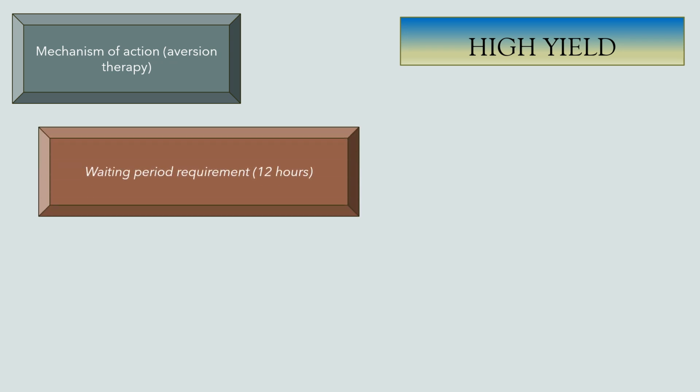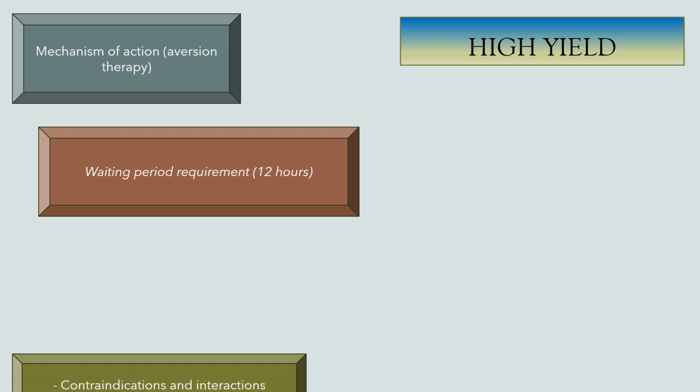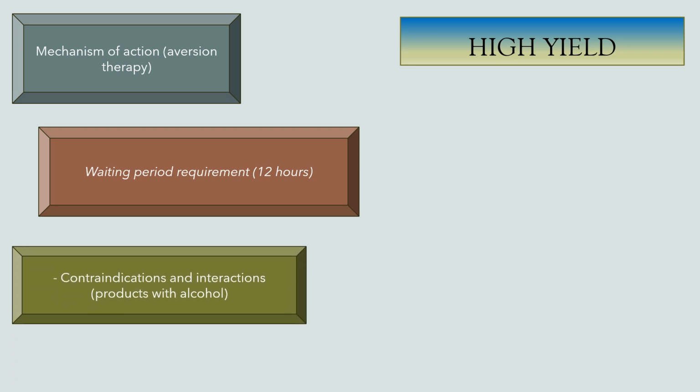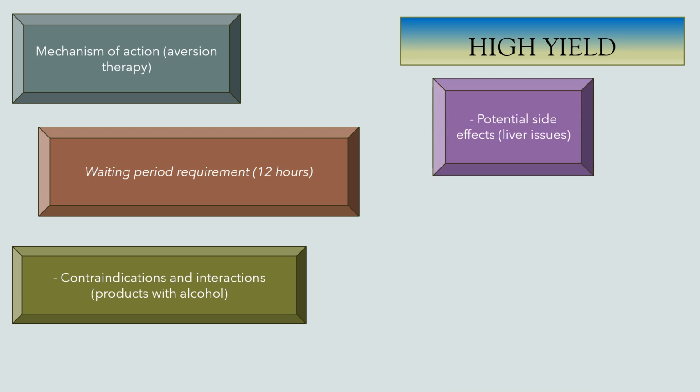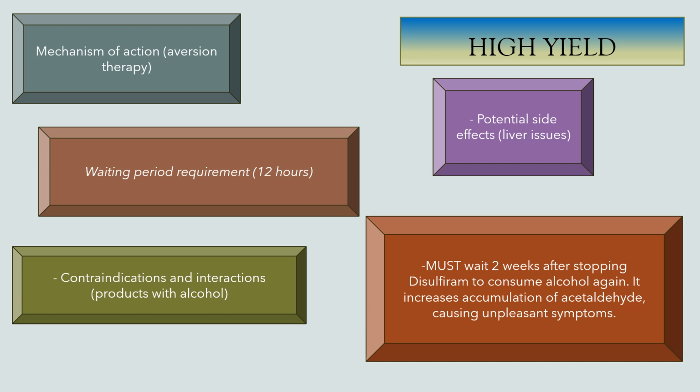Some more important facts for the exam. Mechanism of action is aversion therapy. Waiting period requirement 12 hours. Contraindications and interactions: products with alcohol. Potential side effects: liver issues. Must wait 2 weeks after stopping disulfiram to continue alcohol again. It increases accumulation of acetaldehyde, causing unpleasant symptoms.